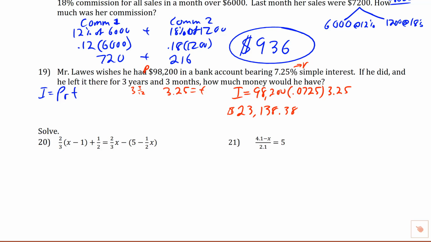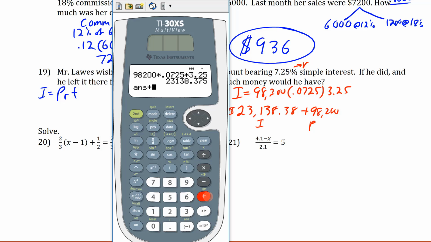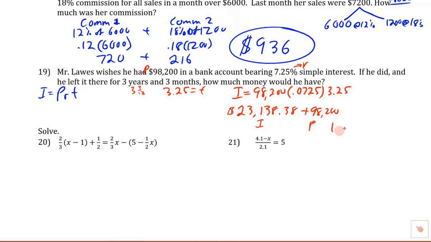The question is, how much money would he have? So we have to take that interest and add the principal of $98,200. I'm going to take that last answer and hit plus. It'll grab that last answer so I don't have to type the whole thing in again. I'm going to do 98,200, hit enter, and we get 121,338.375. Remember, that's going to bump it up to a 38. So 121,338.38. Put a dollar sign in front there, circle that, and we are all set.